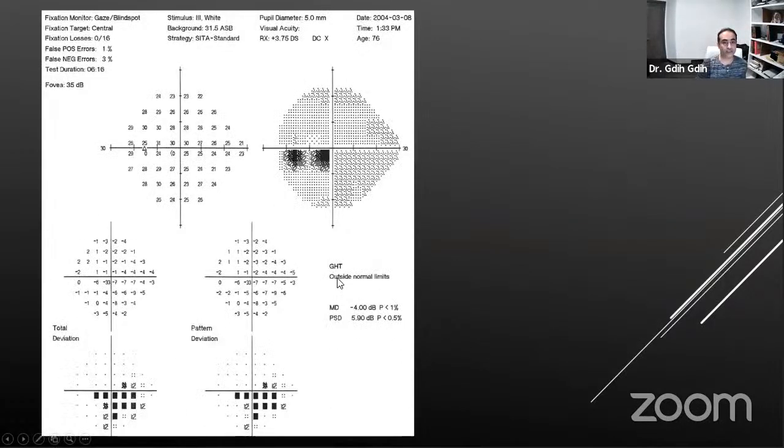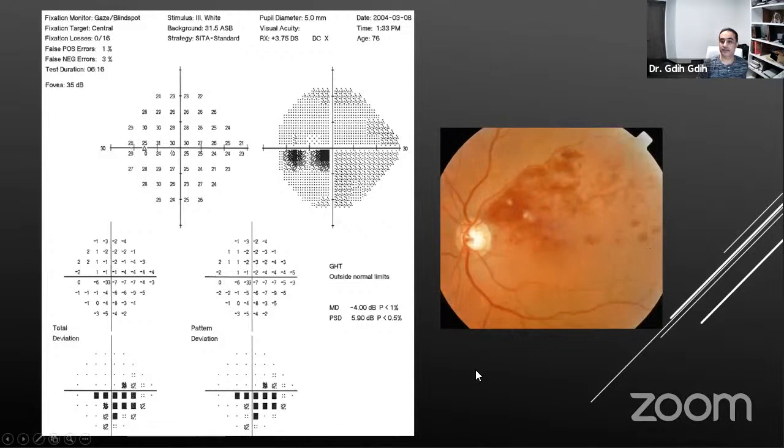Okay, let's look at this one. 1, 2, 3, 4, 5, 6, 7, 8, 9, 10. We have more than needed. GHT outside normal limits, PSD less than 5%. Is it an area common for glaucoma? Yes, inferior paracentral. Look at this: retinal vein occlusion.